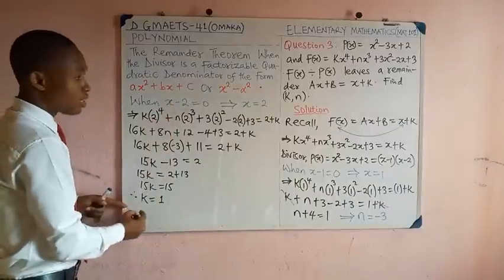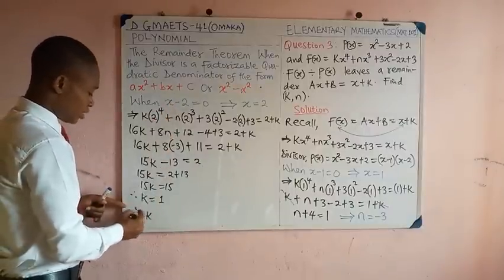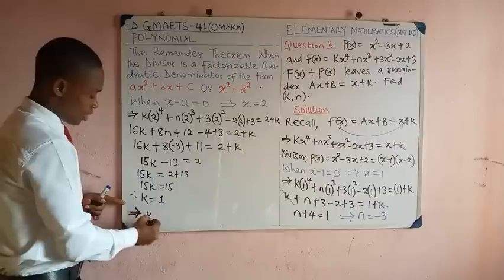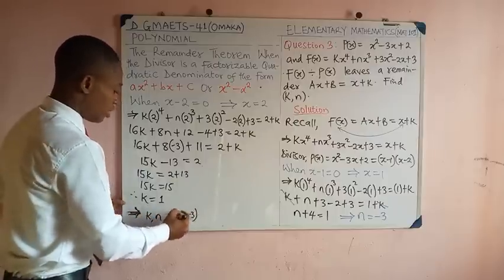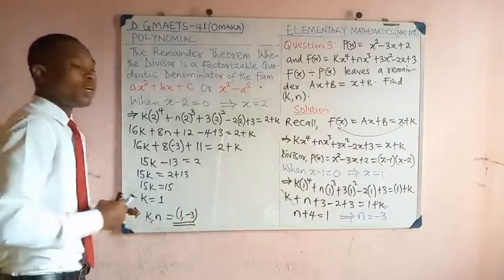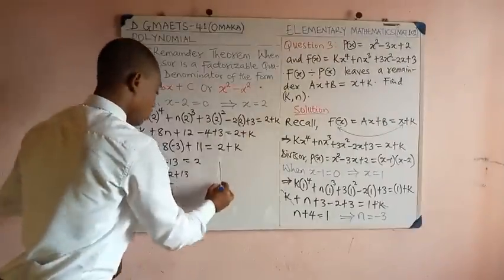We are asked to find k comma n. It implies that k comma n is equal to 1 comma, our n is minus 3. This is our answer. Alright, we've gotten what they asked us to find there, but please, let's quickly look at something.